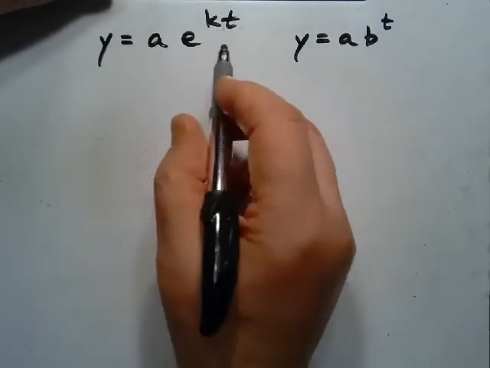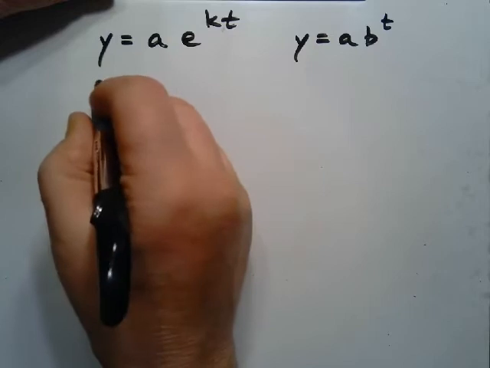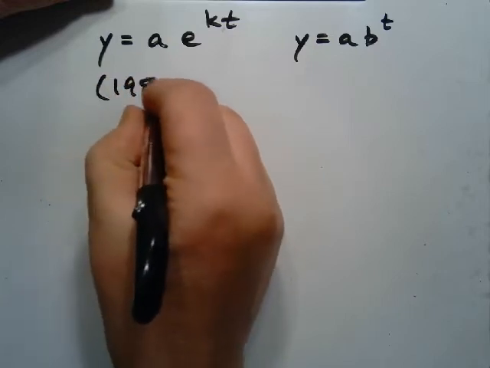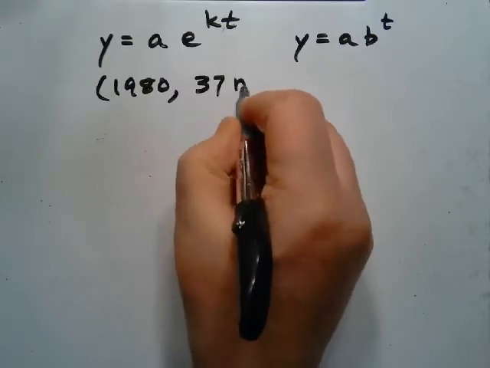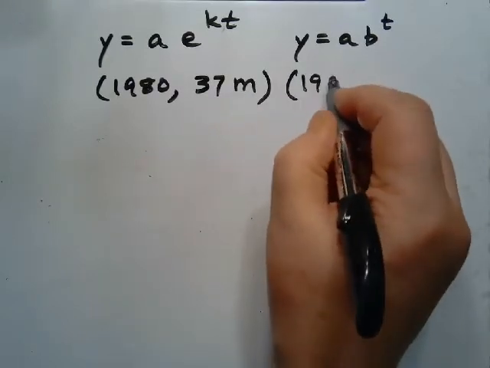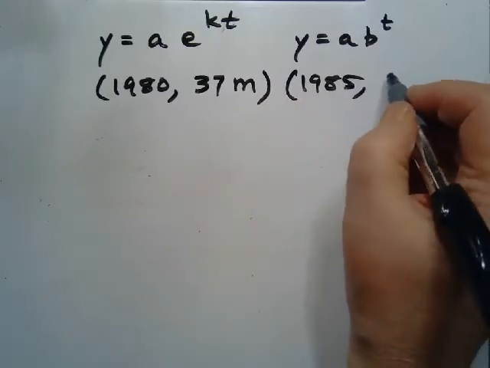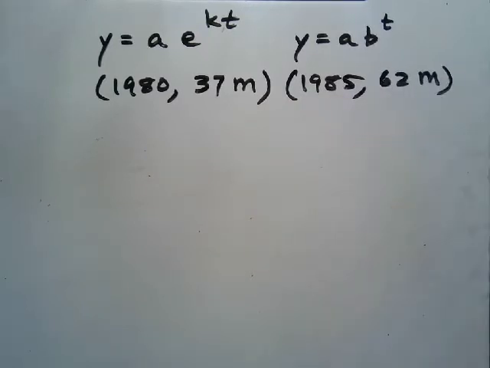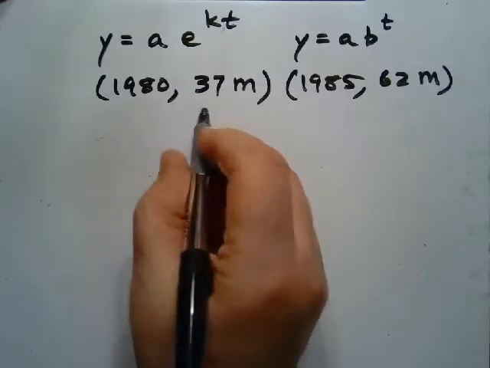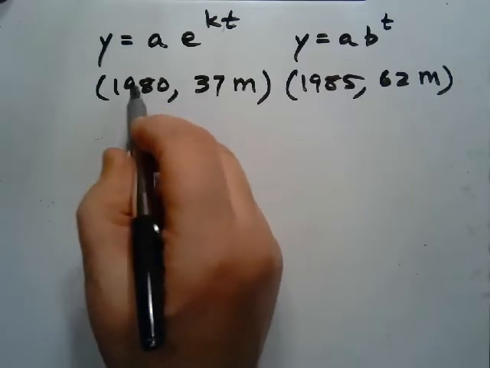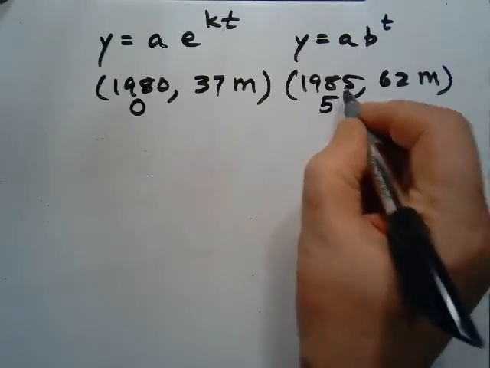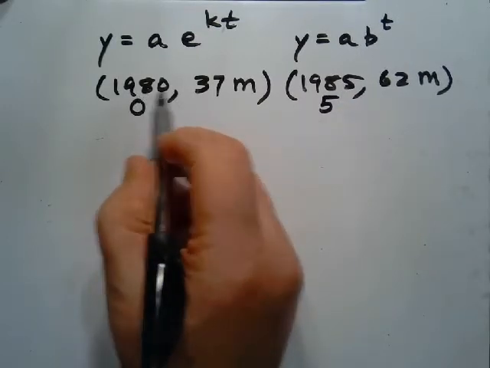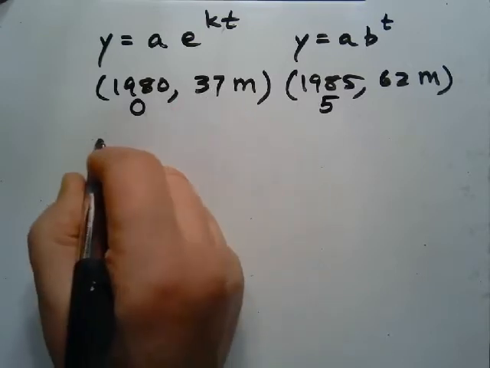So let's do a problem like this, and we usually use a problem like this when we have two ordered pairs in the problem. So let's do a problem with population. How about in 1980, the population was 37 million, and in 1985, the population was 62 million. Now, this is going to be done just like we've done earlier a couple of days back. If we let this first date, the earliest one in time, be 0, that makes this one 5. If this is 0, then that has to be my initial amount. So we could fill that in.